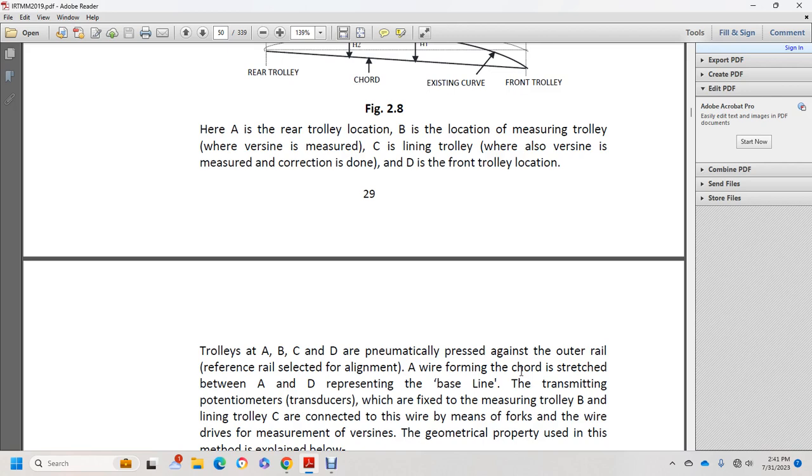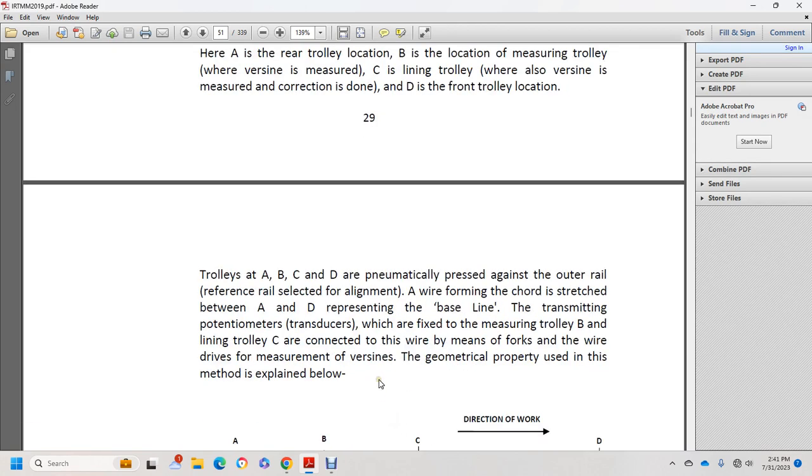Potentiometers are fixed with the measuring trolley B and lining trolley C, connected with the wire by means of the force wire with the driver, to measure the versine. The geometrical property used within the method is explained below.